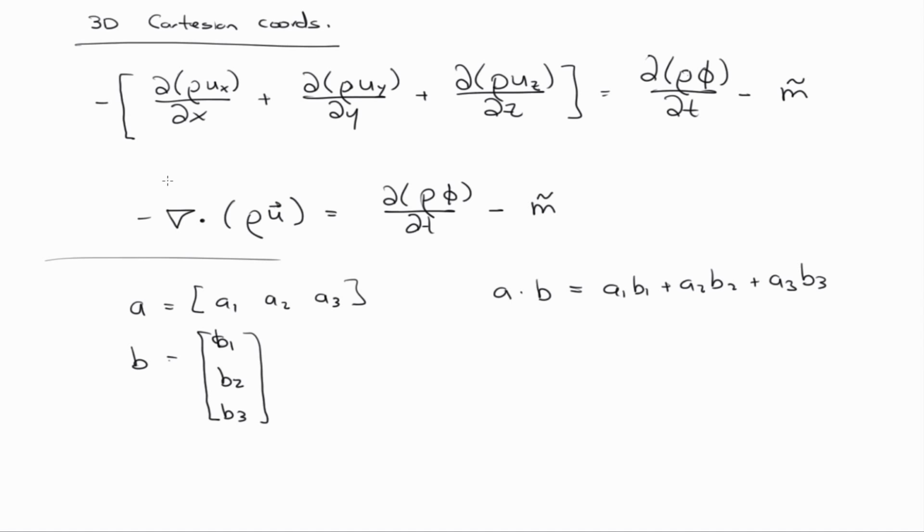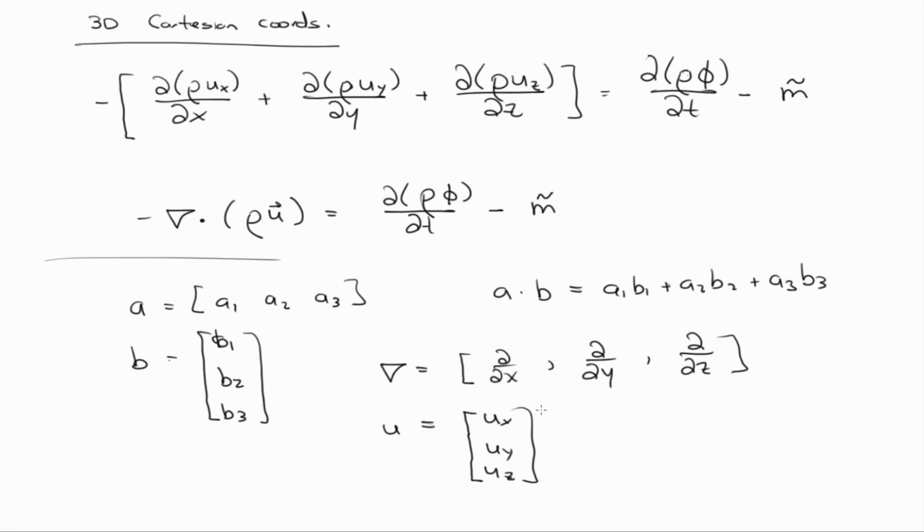So there's really nothing different than that except this del is now an operator, and it's an operator that looks like this. So it has partial x1, partial, in Cartesian coordinates, x, y, z. So these are separate components, right? And so then I have u is equal to ux, uy, uz. So then I just take the dot product of the gradient operator with the vector u. It's like that.